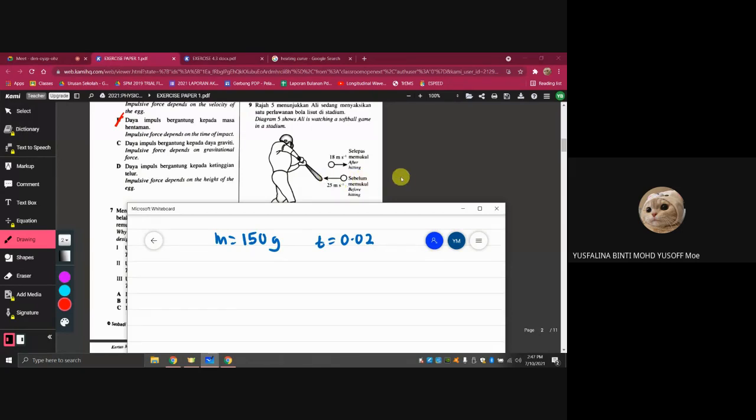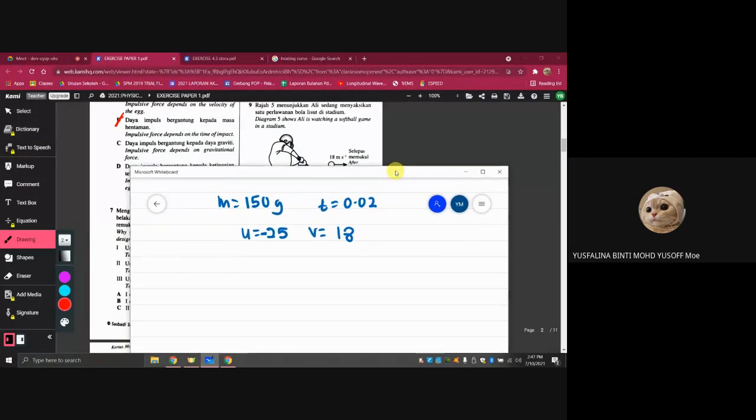U is 25. V is negative 18, or we can say, I said just now, to the left is negative, right? So this one should be negative. Okay, and the right is positive. So V is 18. Don't forget to put the negative and positive sign because there is change of direction. So after that, you can use the formula mV.